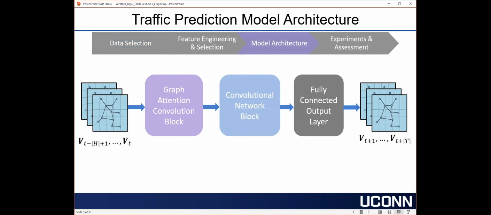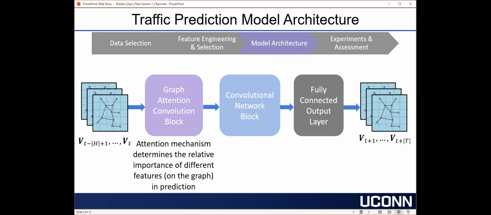The model architecture that we use here utilizes several different types of neural networks. So it uses a graph attention convolution block first, which uses some attention mechanisms that aim to determine the relative importance of different features that are on the graph in prediction. And so we feed the locations and the connectivities of the stations, and also the weighted adjacency matrix, which measures the distances between them. And then the attention mechanism is able to use that information and weigh which locations give most information about the locations that we care about.